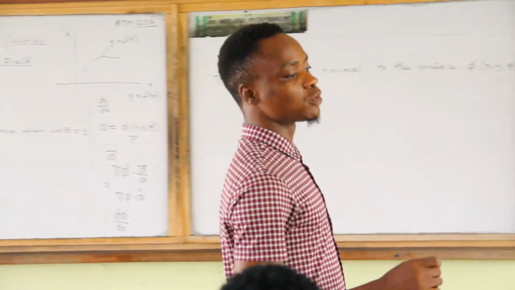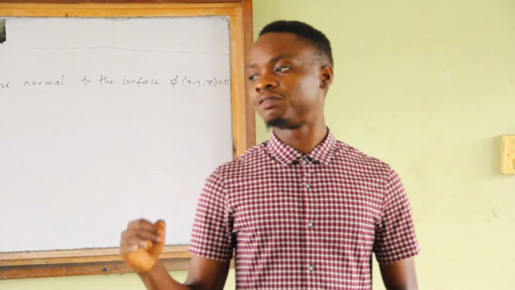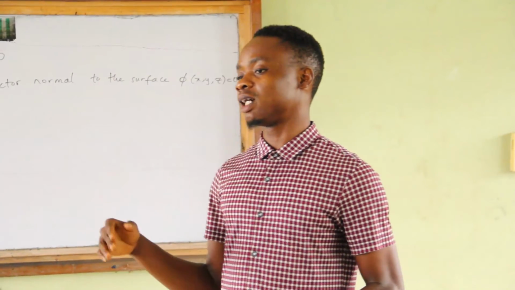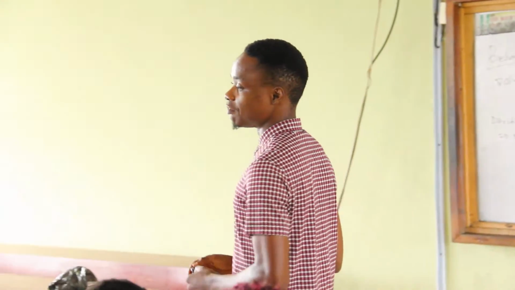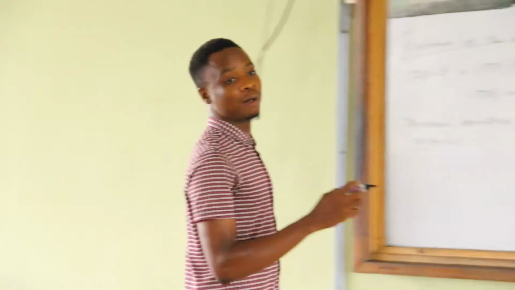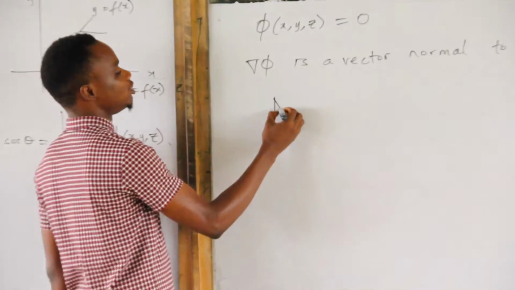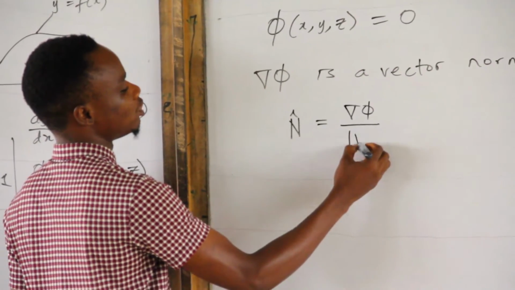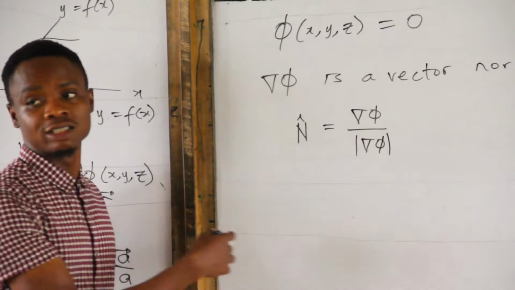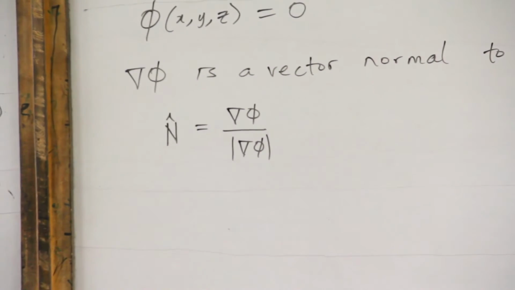You should recall that this was what we used last semester when we talked about equations of tangent plane and normal line to a surface. Can you remember something like that? Applications of partial derivatives. We talked about the fact that the unit normal vector is given by nabla phi divided by the modulus of nabla phi. This was how we defined the unit normal vector last semester.